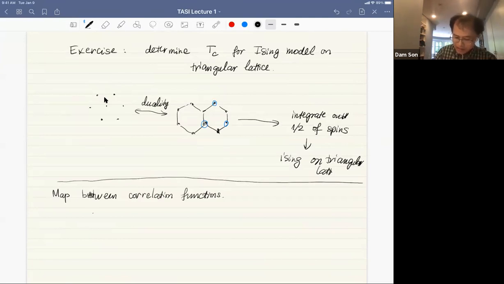Suppose I want to compute the SiSj correlation function in the Ising model at some temperature beta. What is it in the dual theory? What does it map to in the dual theory at temperature beta tilde? To answer this question, it's easier to think about this in the high temperature expansion.